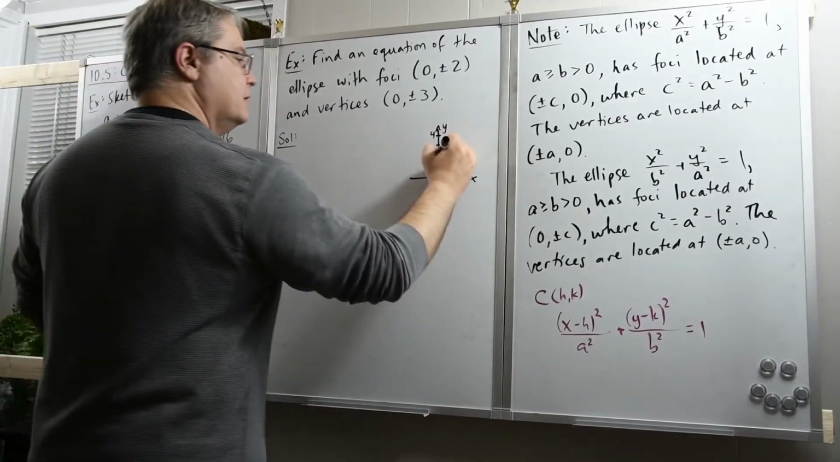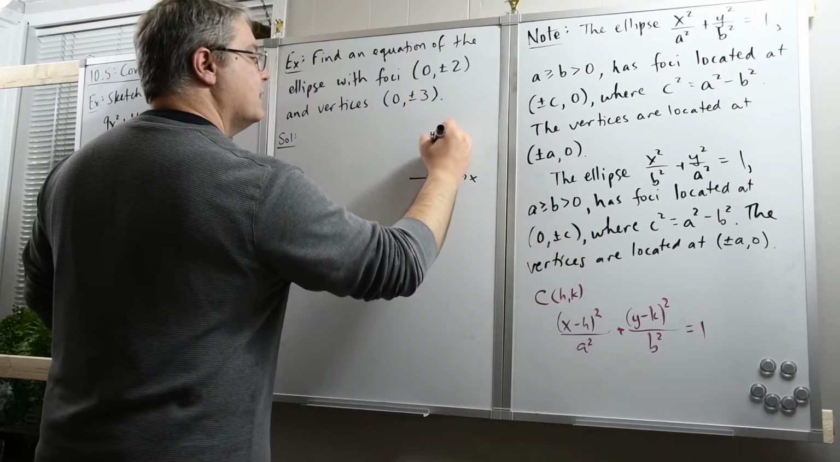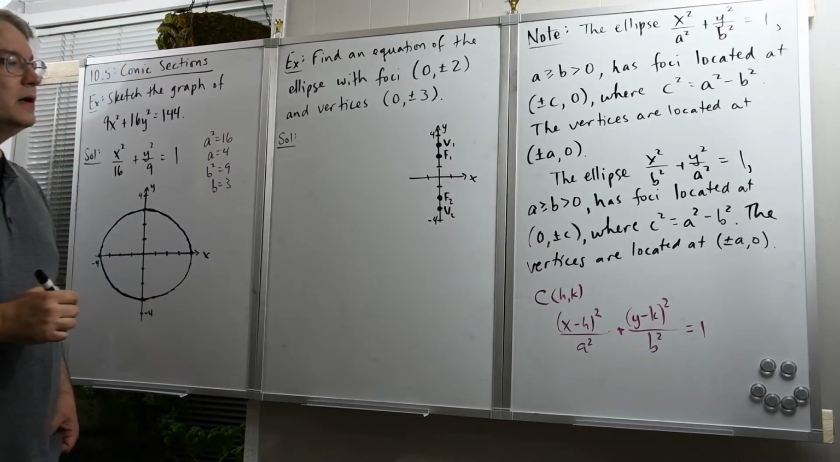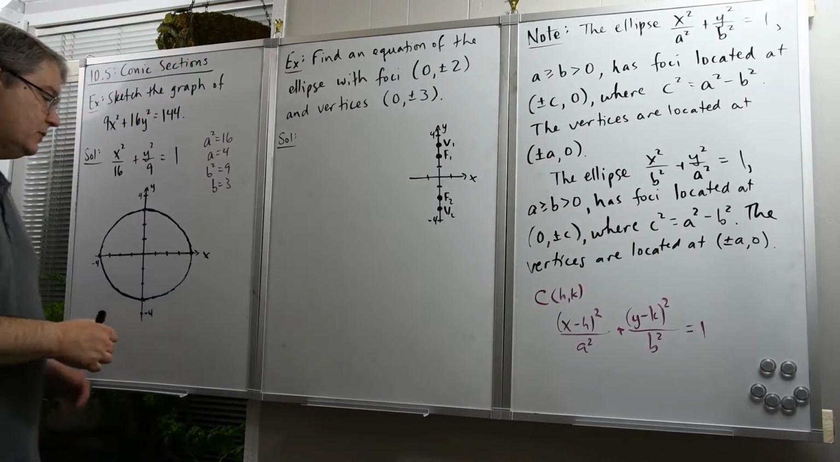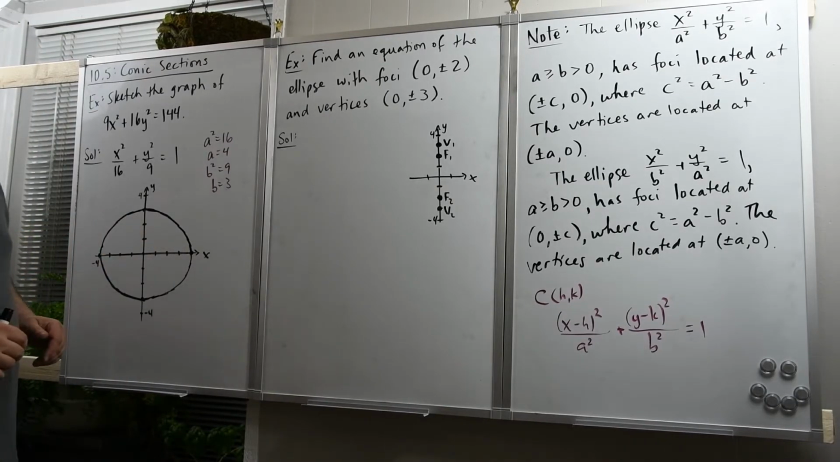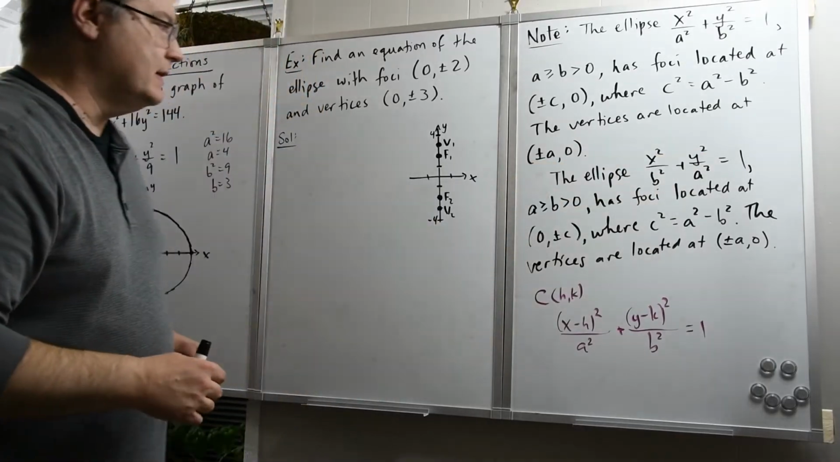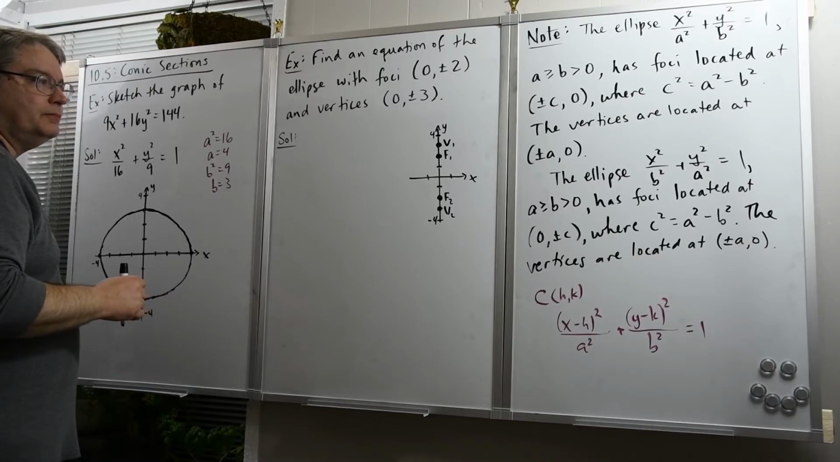You'll have your foci labeled, maybe F1 here, F2 there. You'll have V1 there and V2 there. So the major axis is vertical this time. It was horizontal here. So the a squared is actually going to be under the y squared this time, given that the major axis is vertical.